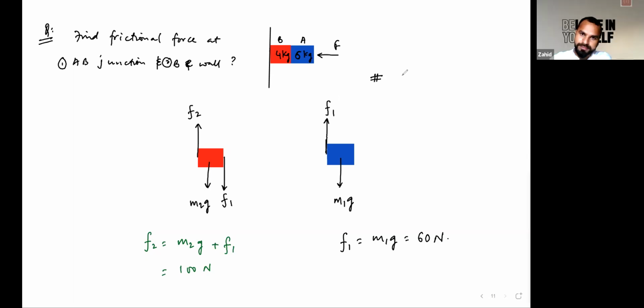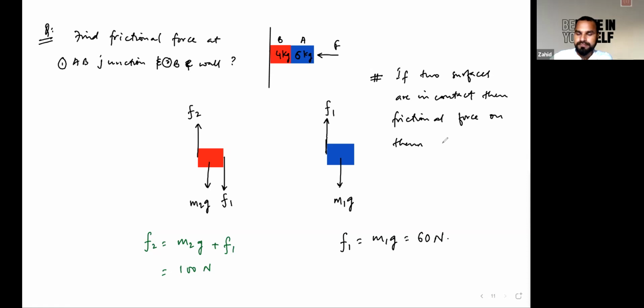So from this, just remember, if two surfaces are in contact, then the frictional force on them will be equal but opposite in direction at contact.